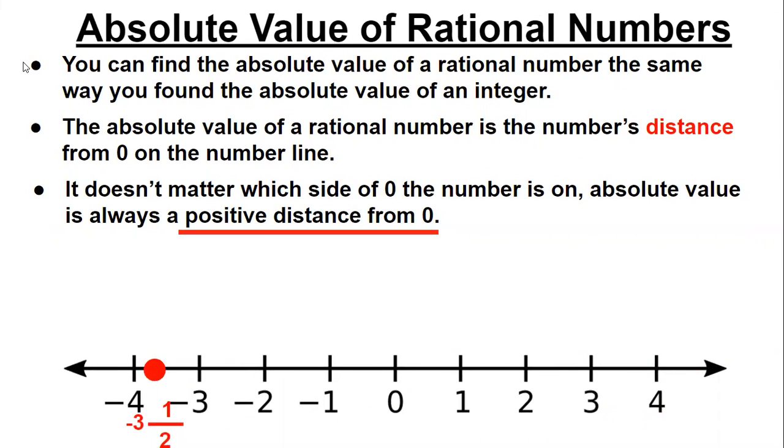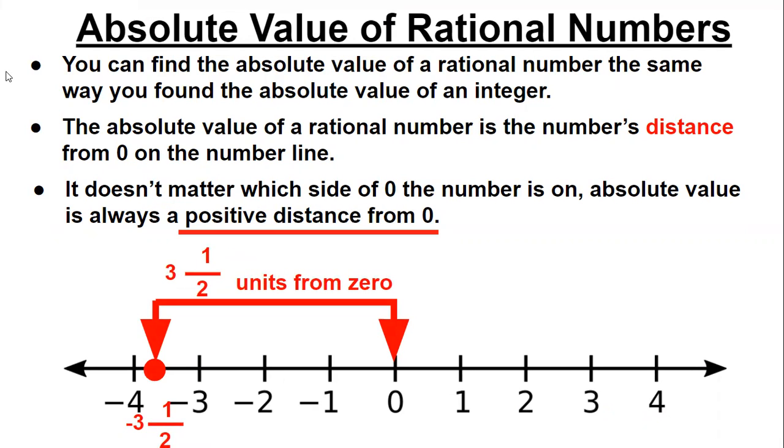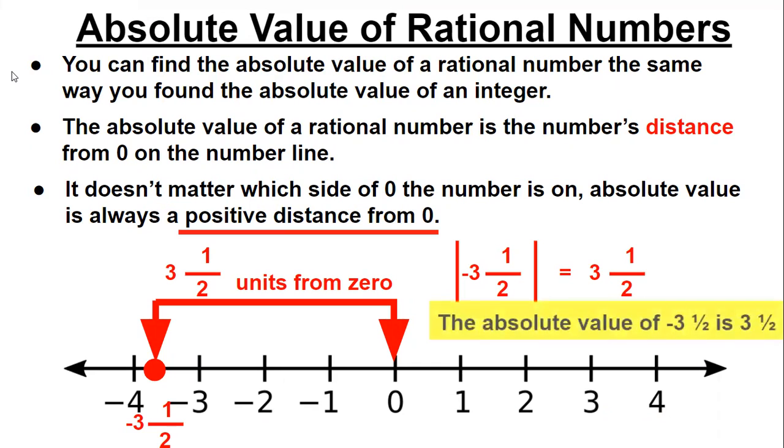So negative 3 1/2. How far away is negative 3 1/2 from 0? Well, how many units is it from 0? 3 1/2 units from 0, right? So the absolute value of negative 3 1/2 is equal to 3 1/2 units. Okay, don't get mixed up with that. The absolute value of negative 3 1/2 is 3 1/2. It's a positive value. Okay, I'm going to clear my drawings.